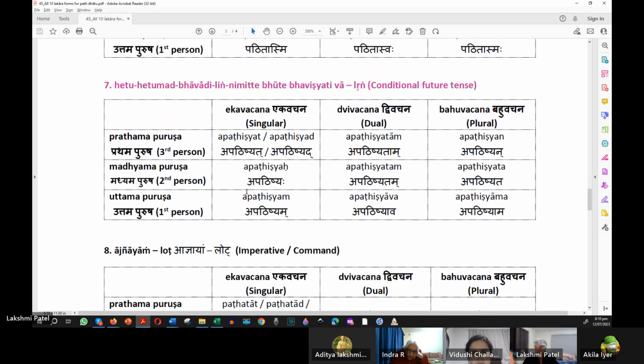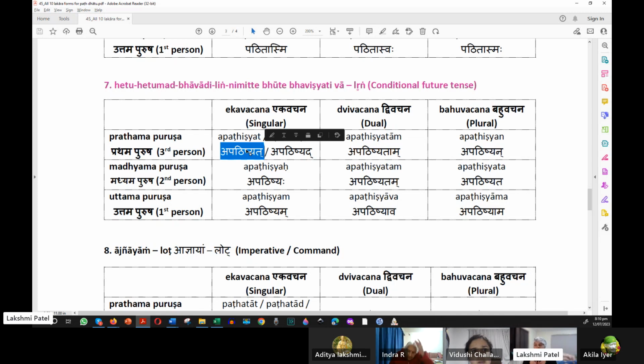Apatishyat. Apatishyah. So here if you see, there is a and the ishya. Okay. So when you see both together, you know it is lrn. Okay. Which means there is a sense of some cause happening. If this happens, then this will happen. So usually you will find that these guys tend to go in twos.